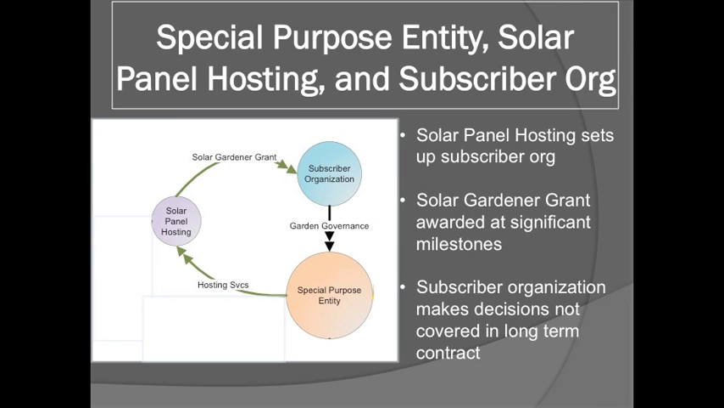Here you see the relationship between the special purpose entity, solar panel hosting company, and the subscriber organization. Well, the subscriber organization is where the solar gardener actually resides in this model. A subscriber organization makes the decisions that the community should be making relative to the special purpose entity. Now, of course, there's going to be some long-term contracts there, and they can't go and be decreasing the cash flow. So there's some limitations on what they can do once they've signed the contract, but they can make any relevant decisions regarding the array.